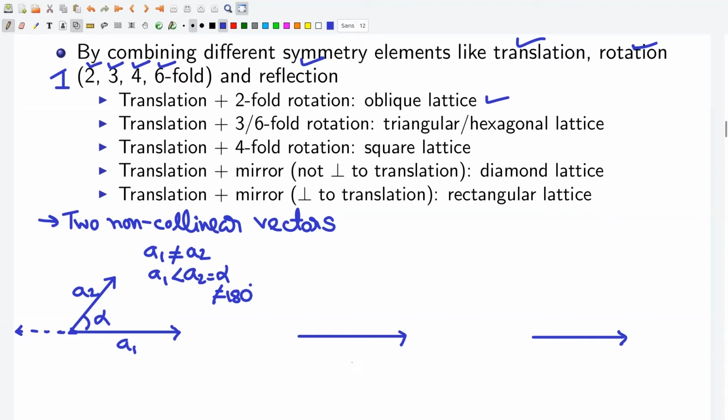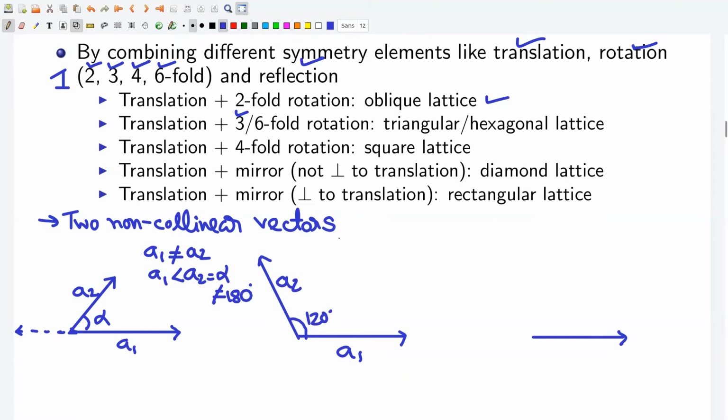Next, we take a vector, again A1, and combine it with threefold rotation. Threefold rotation is the 120 degree rotation, so I get the second vector in this direction. That means the rotation by 120 degrees, so this angle is now fixed. That already gives me another vector which is non-collinear.